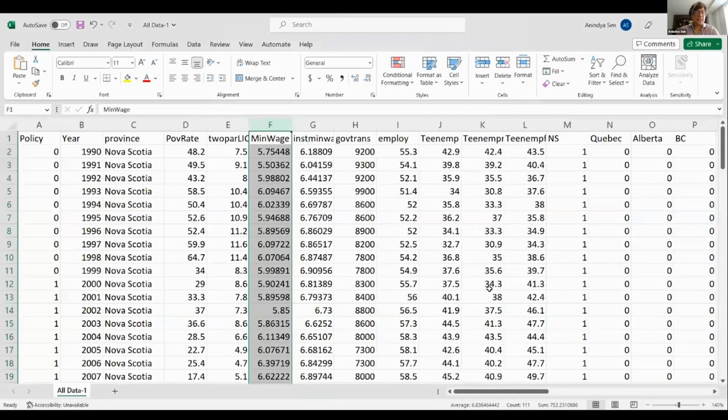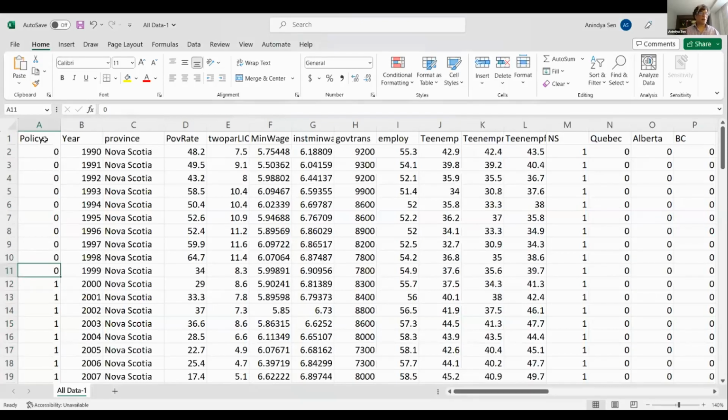Here's my Excel sheet, which you can see. And you see the poverty rate, you see the minimum wage. But now you can see in this policy variable, this is a series of 1s and 0s. So if we go back to, I just made this up, okay, just to show you how to code it.